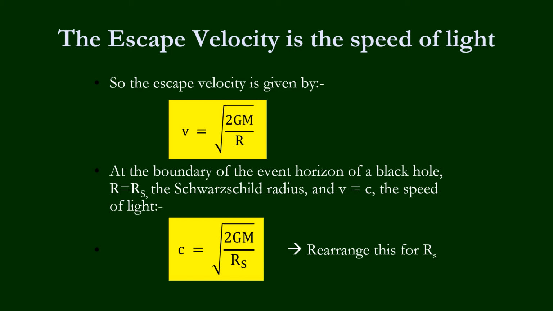Then to get to the final step, which is on your formula sheet, rs, the Schwarzschild radius, just make rs the subject, and that's what is on your formula sheet. So that's how we get to that relationship.